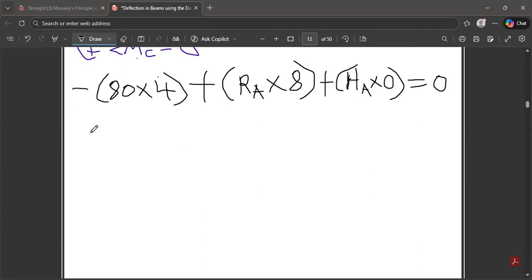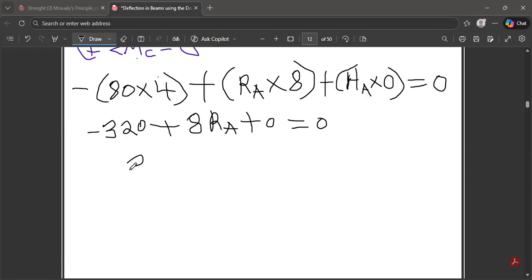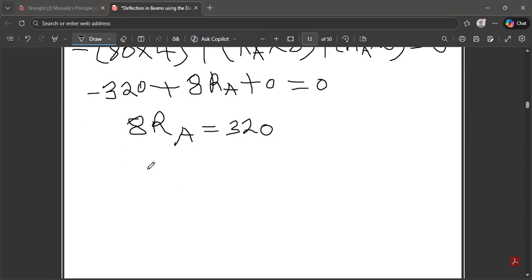minus 80 times 4 is going to give us minus 320, plus 8 RA, plus 0 is equal to 0. After that, we group like terms. When you group like terms, you realize that you're going to get 8 RA is equal to 320. So you see what is happening over here.